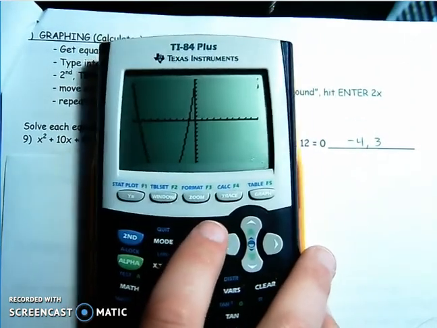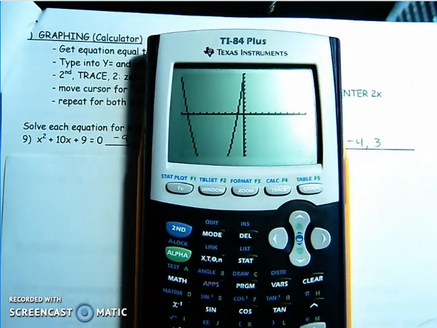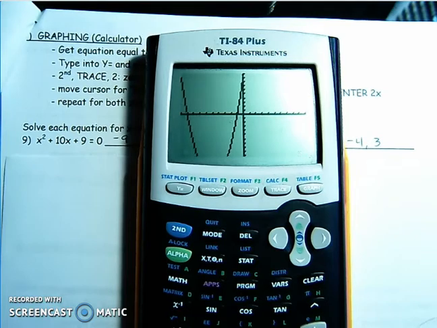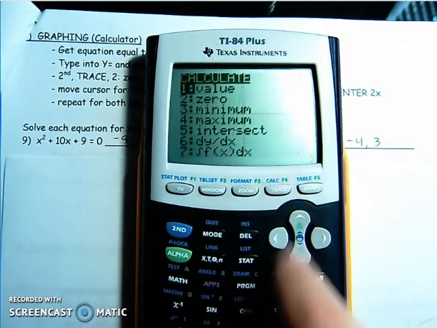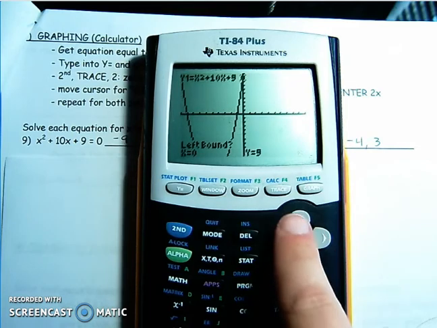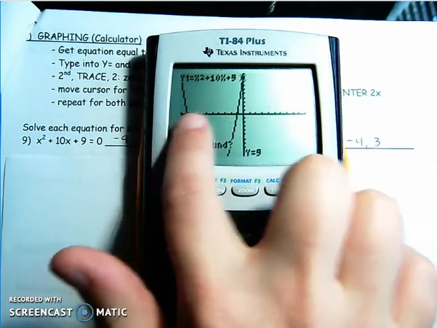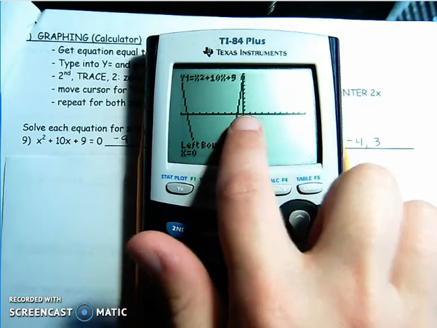If you notice, you see it nice and neat crossing at two spots. That's -1 and -9. All this means is that it factors, so you don't have to use graphing for this one, but you can. Our steps say second trace 2, and I find my cursor here. Pick whichever one you want to find. We'll find this one first.